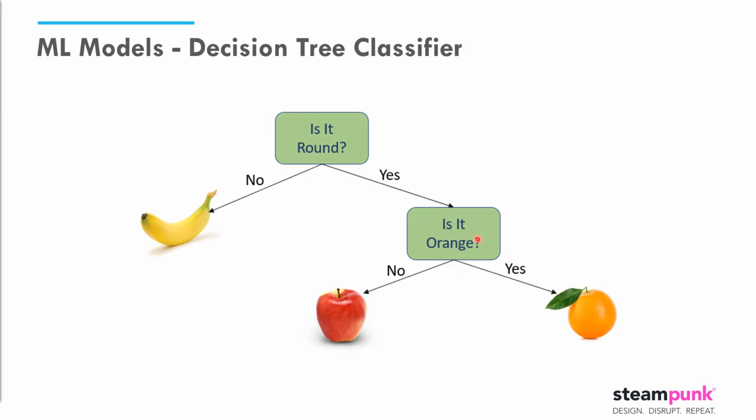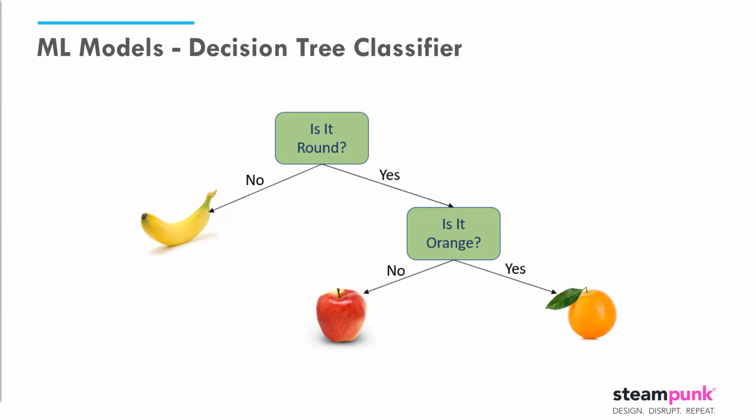You have to ask another question, is the color orange? If I say no, then it's definitely an apple. If I say yes, then obviously it's an orange. You're using the features, in this case, the shape and color, to determine classification. So unknowingly, I bet most people here have used a decision tree classifier.